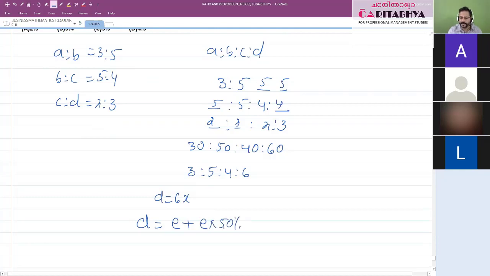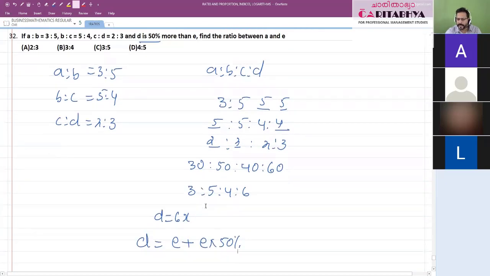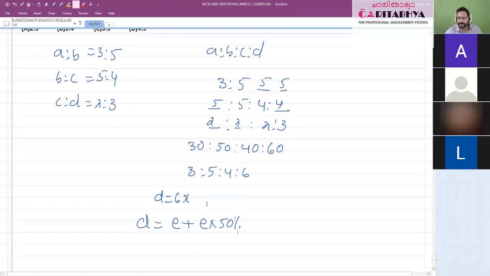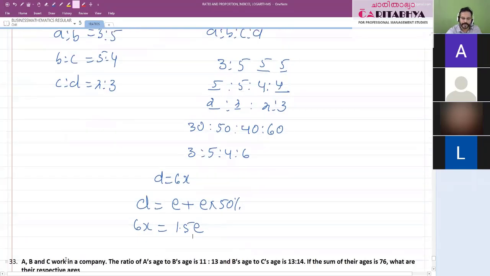D is 50% more than E. So that means D is 6x, and D is 1.5E.